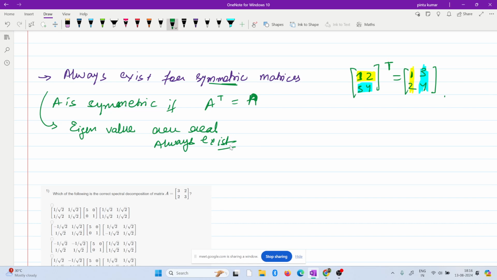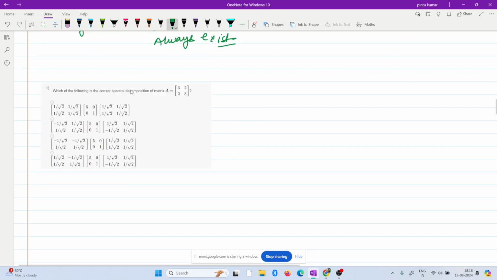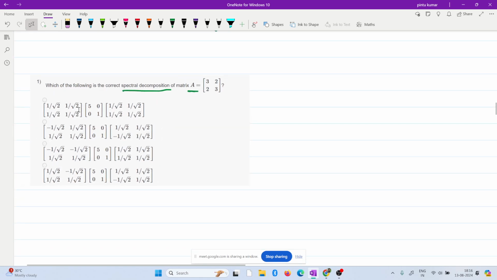Okay. Let's try solving some questions on finding the eigendecomposition. Eigendecomposition is also known as the spectral decomposition of a matrix. So it is just two names for the same thing.